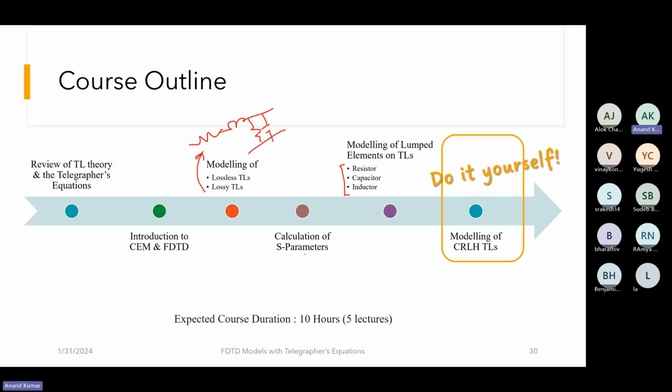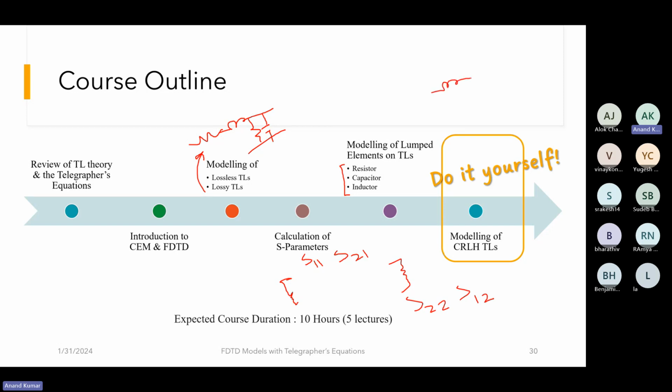We have seen calculation of S11 and S21 when we have the source at port 1. Now what you can do is have the source at port 2 and calculate S22 and S12.